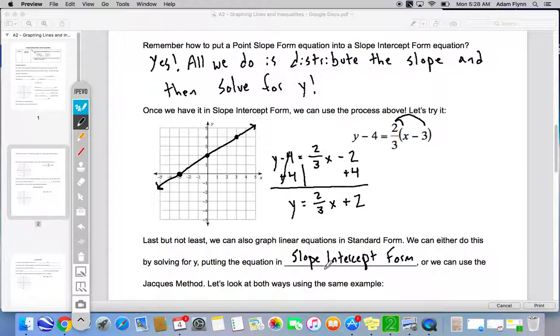Or we can use the Jake's method, just like we did previously in the standard when we were trying to find slope. So we're going to look at both ways using the same example. So pause the video if you need more time.